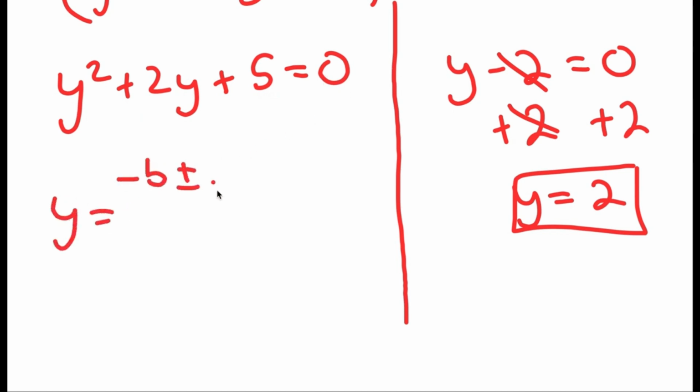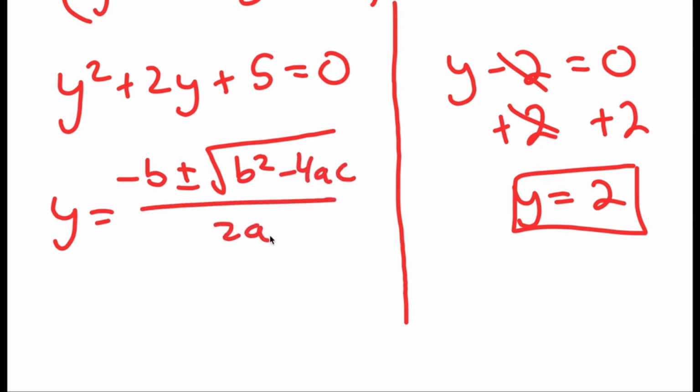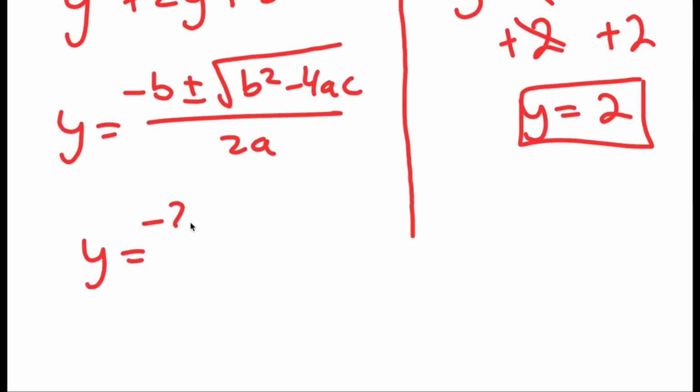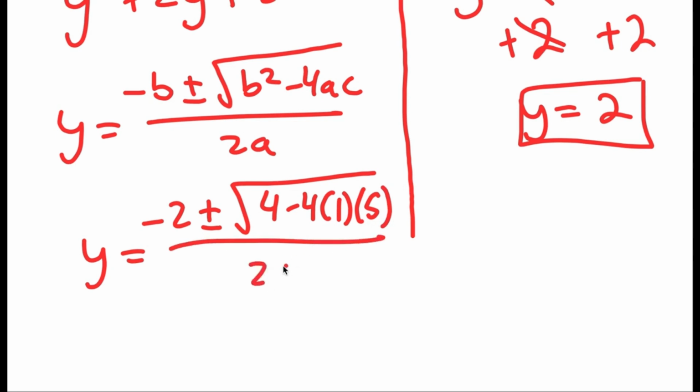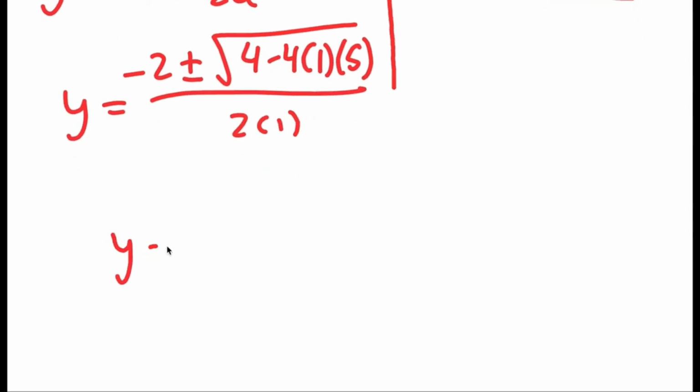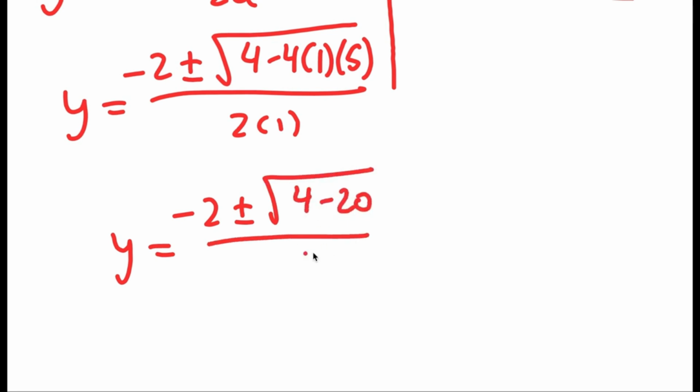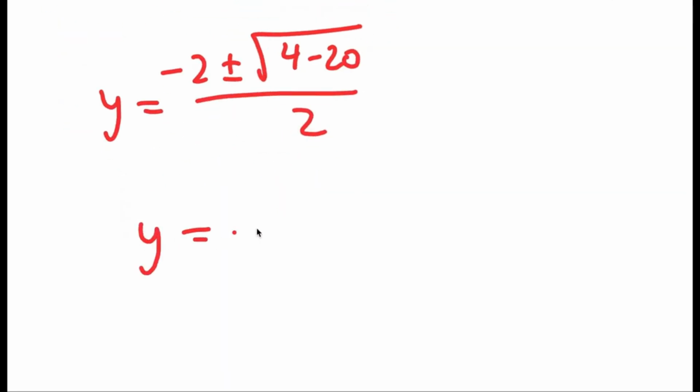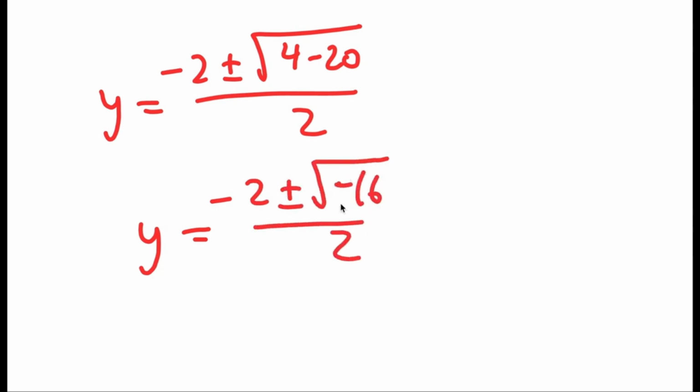And for y squared plus 2y plus 5 equals 0, I'm going to use the quadratic formula, which is negative b plus or minus the square root of b squared minus 4ac all over 2a. So I get y equals negative 2 plus or minus the square root of 2 squared, which is 4, minus 4 times 1 times 5 all over 2 times 1. And this turns into negative 2 plus or minus the square root of 4 minus 20 over 2, which is equal to negative 2 plus or minus the square root of negative 16 over 2.